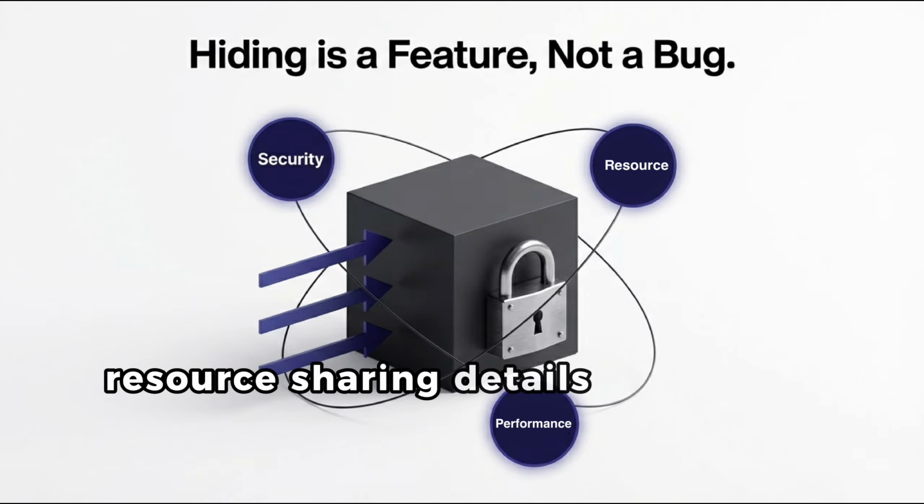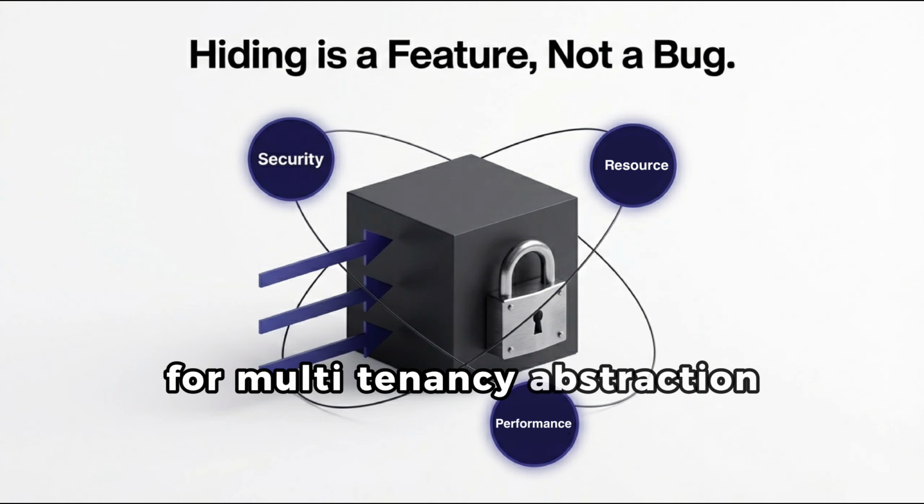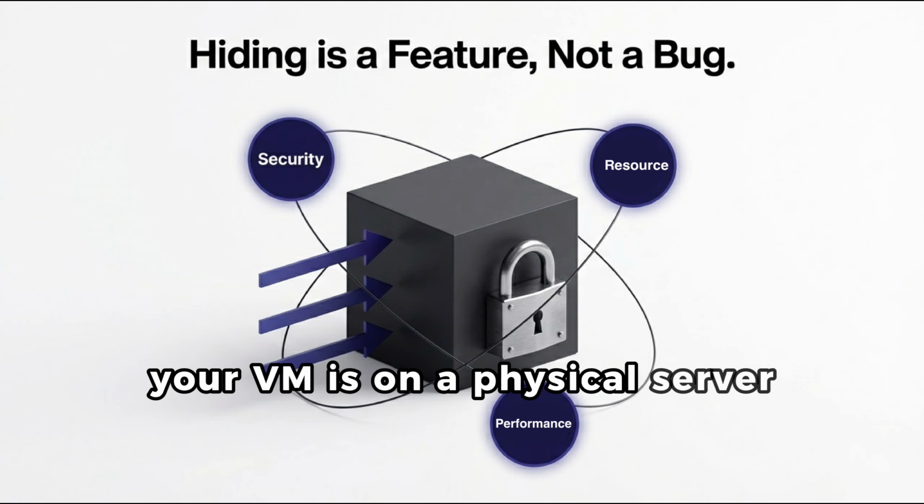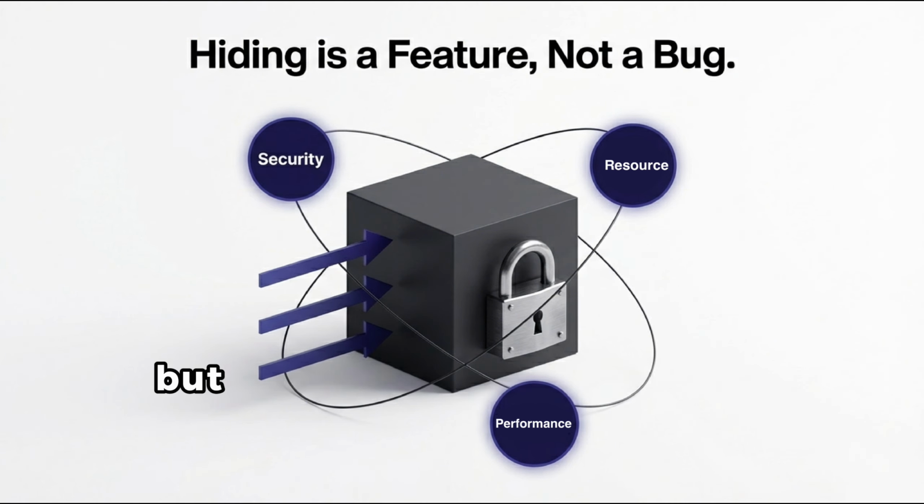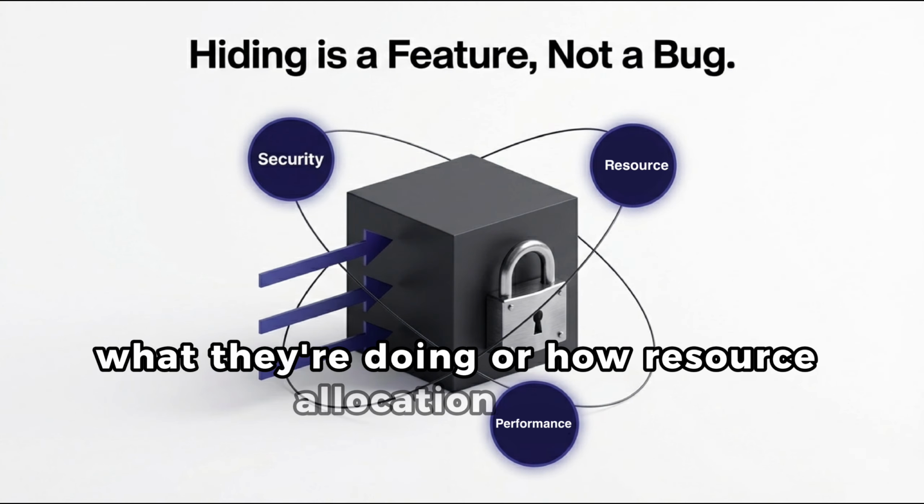Resource sharing details are hidden for multi-tenancy abstraction. Your VM is on a physical server with other customers' VMs, but you don't know how many, who they are, what they're doing, or how resource allocation works.